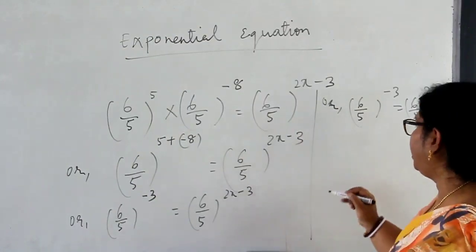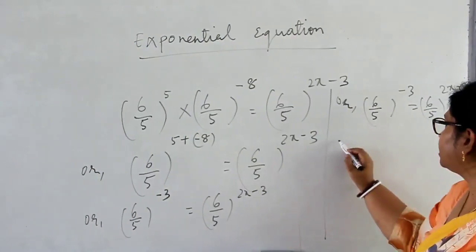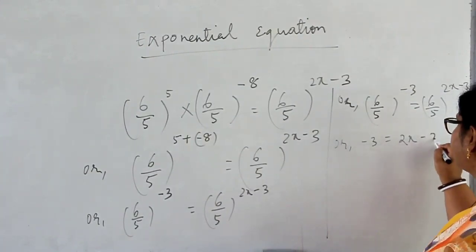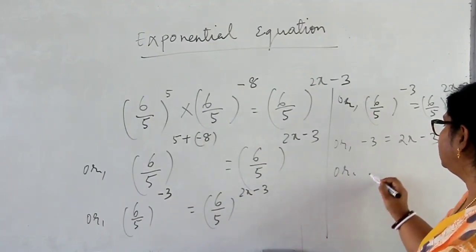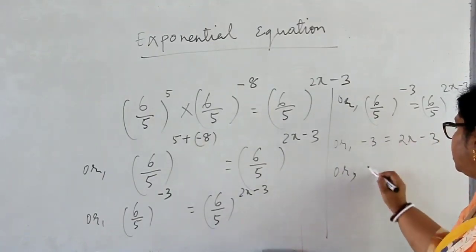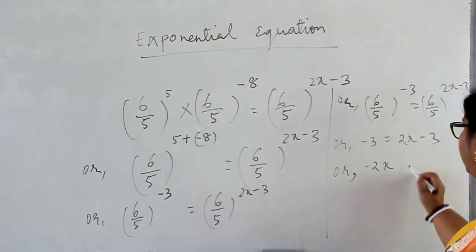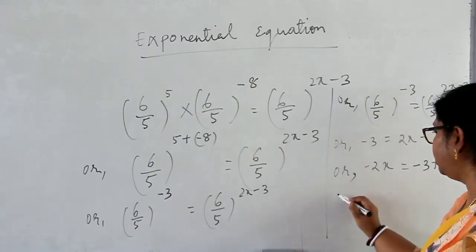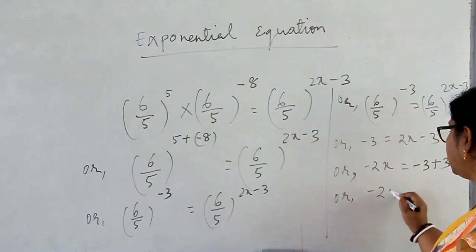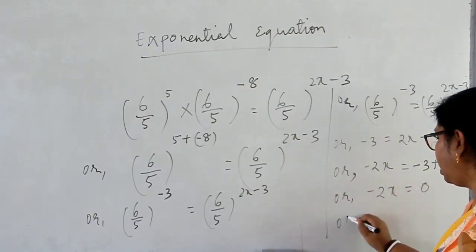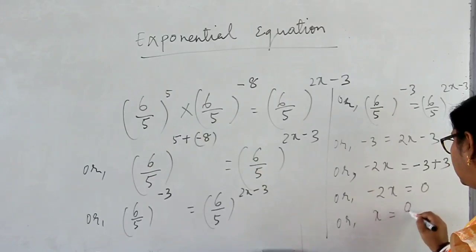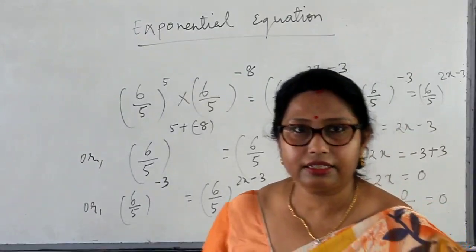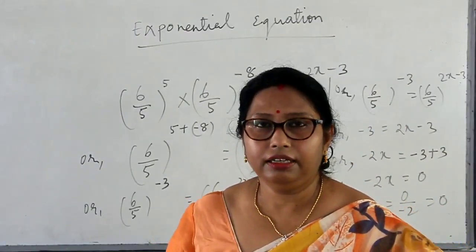Now because 6 by 5 is the same base, we can equalize the power. So minus 3 is equal to 2x minus 3. Now taking that 2x to that left hand side, we got minus 2x, and minus 3 will come to the right hand side, we get plus 3. So minus 2x is equal to 0. Finally we get 0 by minus 2, which will give you 0. So that value of x, we have seen that it is equal to 0.